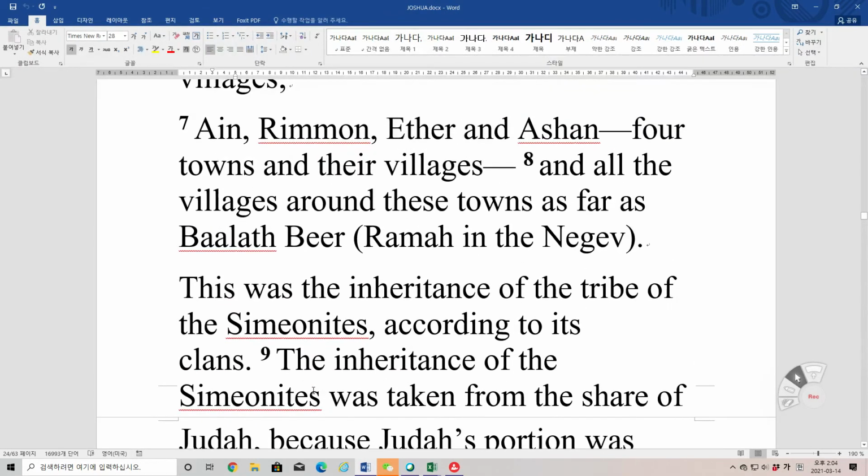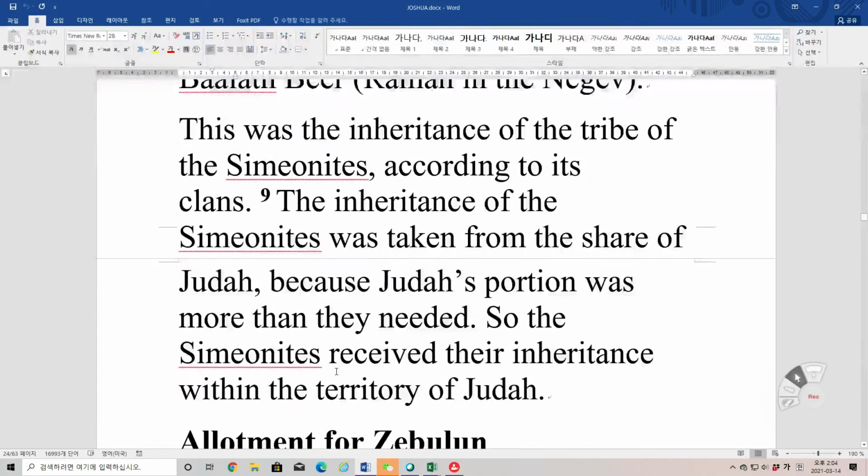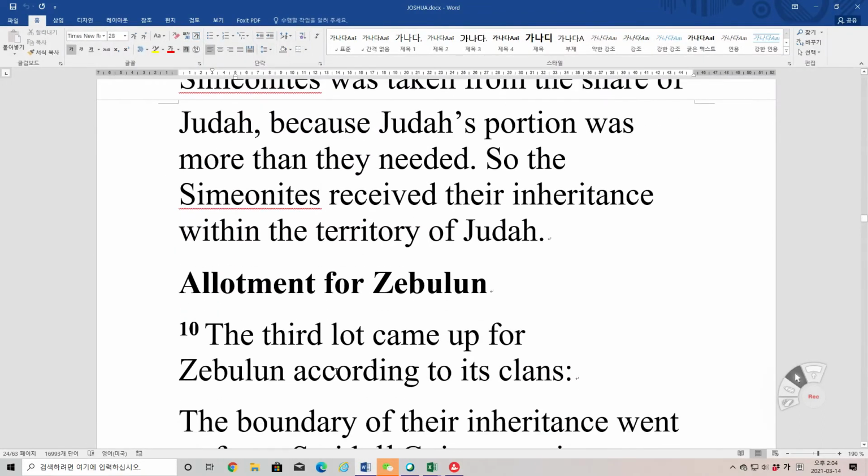Ain, Rimmon, Ezem, and Ashan. 4 towns and their villages. And all the villages around these towns as far as Baalath Beer, Ramah in the Negev. This was the inheritance of the tribe of the Simeonites, according to its clans. The inheritance of the Simeonites was taken from the share of Judah, because Judah's portion was more than they needed. So the Simeonites received their inheritance within the territory of Judah.